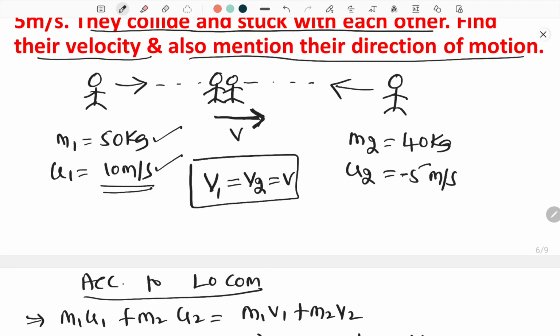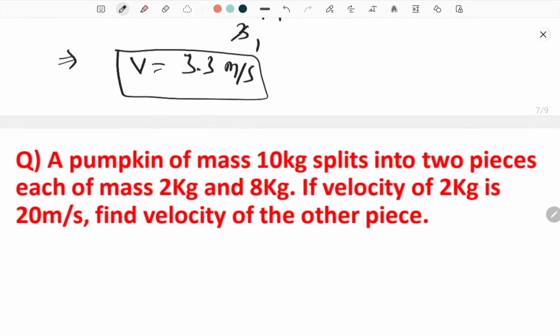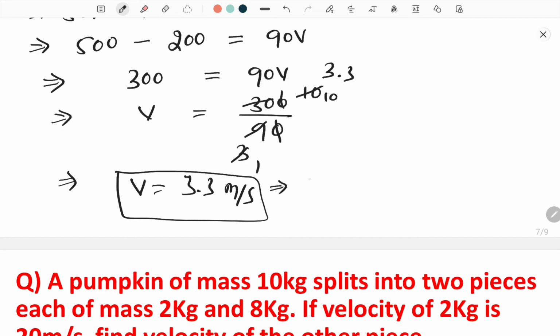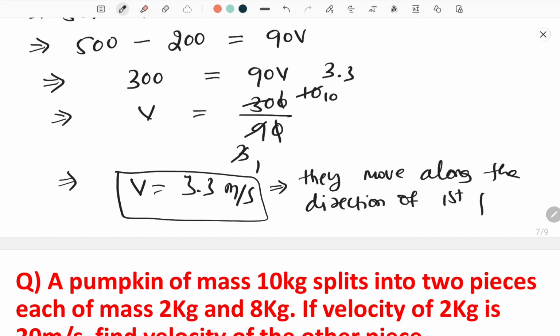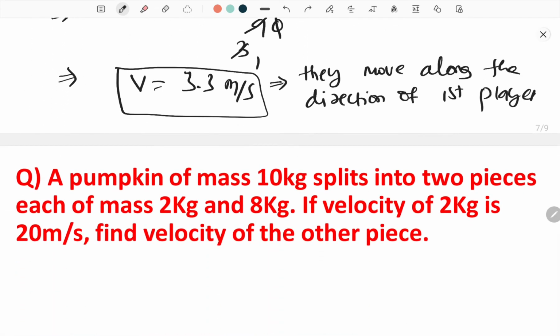Okay, so our direction is correct. You can mention it as they move along the direction of the first player with a velocity of 3.3 meter per second. Alright, fine, I hope it is clear. Let's move on to the next question.